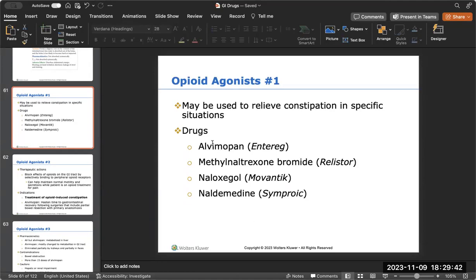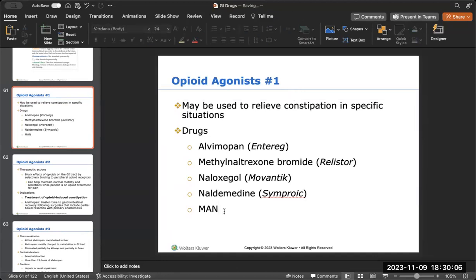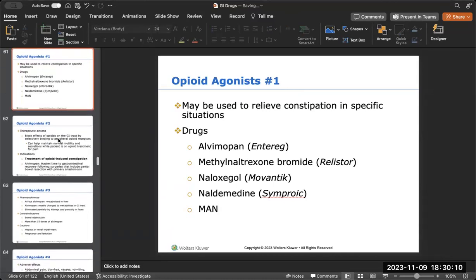So we have alvimopan, methylnaltrexone. I don't know how to say any of these, but I would recognize these. And maybe a cute little mnemonic that might help is to remember MAN, because there's MAN. They're all the drugs. One is methylnaltrexone, alvimopan, or naloxegol. Like I said, I'm so sorry, I'm probably butchering these names so much, but maybe the mnemonic MAN might help you remember these opioid antagonists.